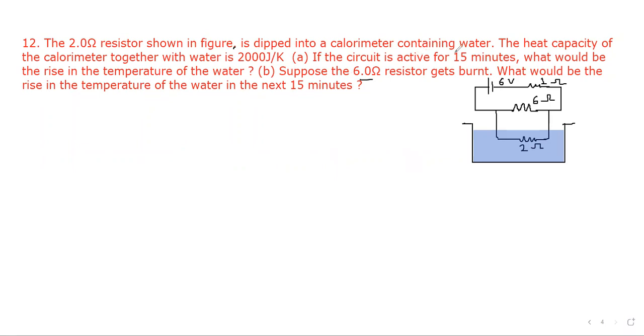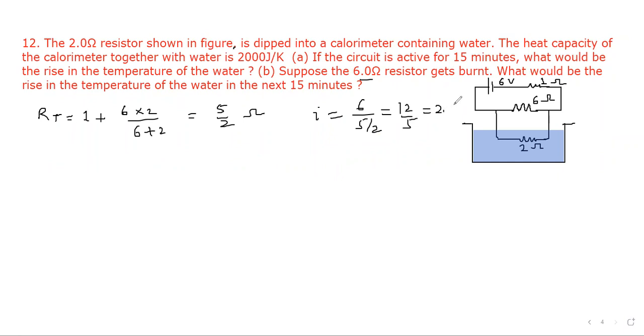So here, let's find out what the total resistance is. These two resistances are in parallel, in series with 1 ohm. So the total resistance will be 1 plus 6 into 2 divided by 6 plus 2. So this will be equal to 5 by 2. Now we can find the current. I will be 6 divided by 5 by 2, that is 12 by 5, which is 2.4 ampere.